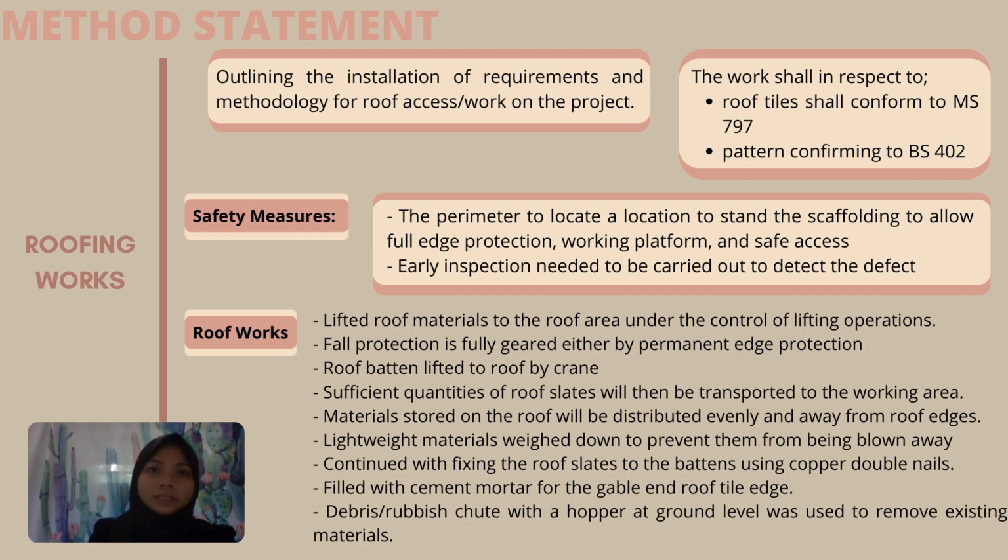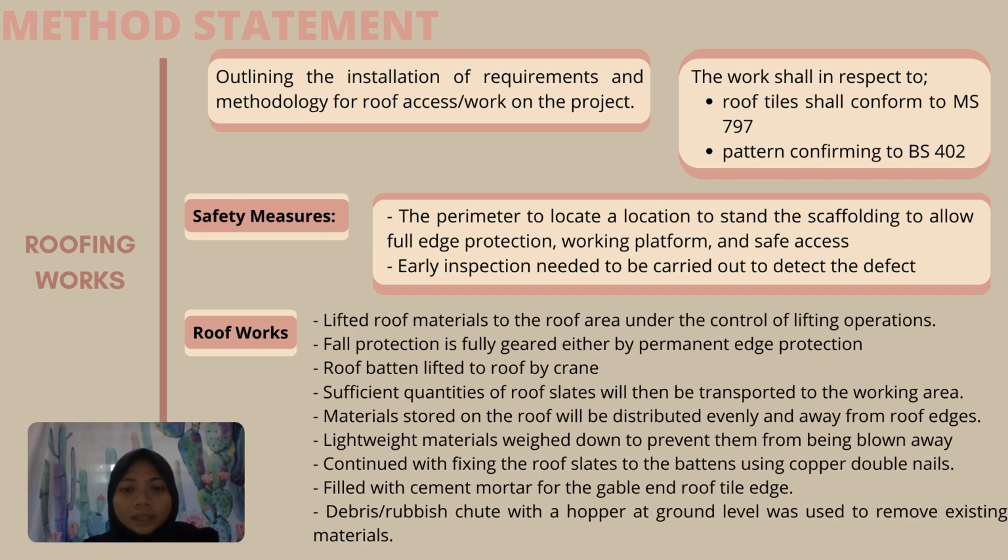These are some of the roof works that we have done. The first one, lifted roof materials to the roof area under the control of lifting operations, and fall protection is fully gauged either by permanent edge protection, and then roof battens lifted to roof by crane, and sufficient quantities of roof tiles will then be transported to the working area. Material stored on the roof will be distributed evenly and away from roof edges. Lightweight materials weighed down to prevent them from being blown away.